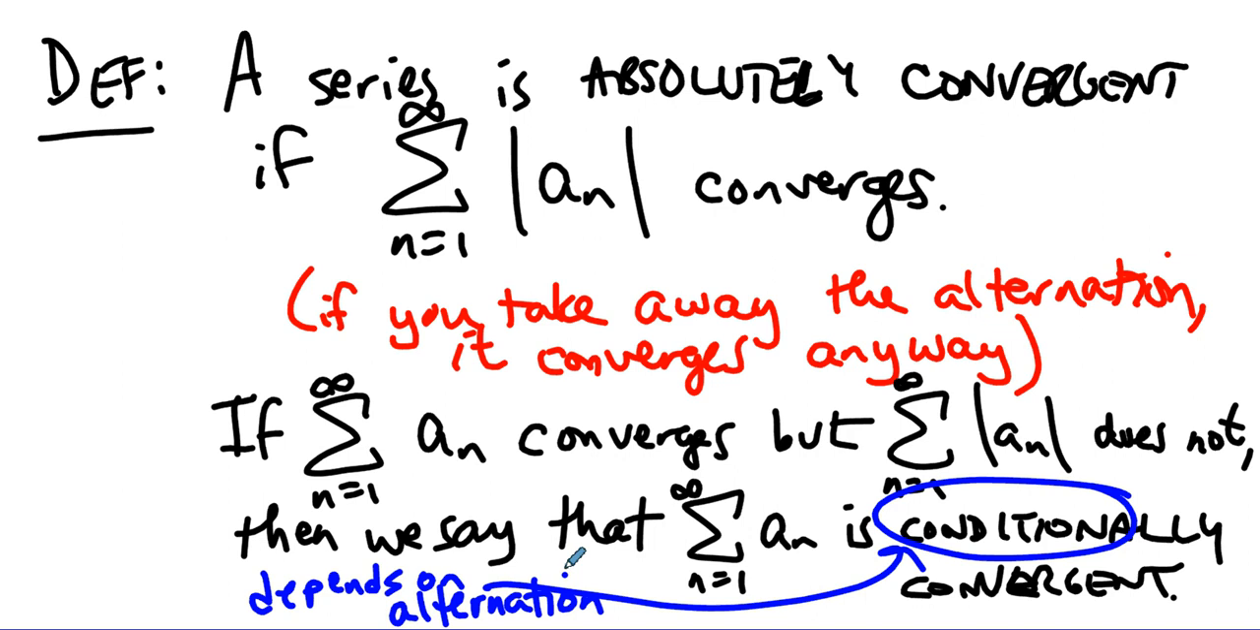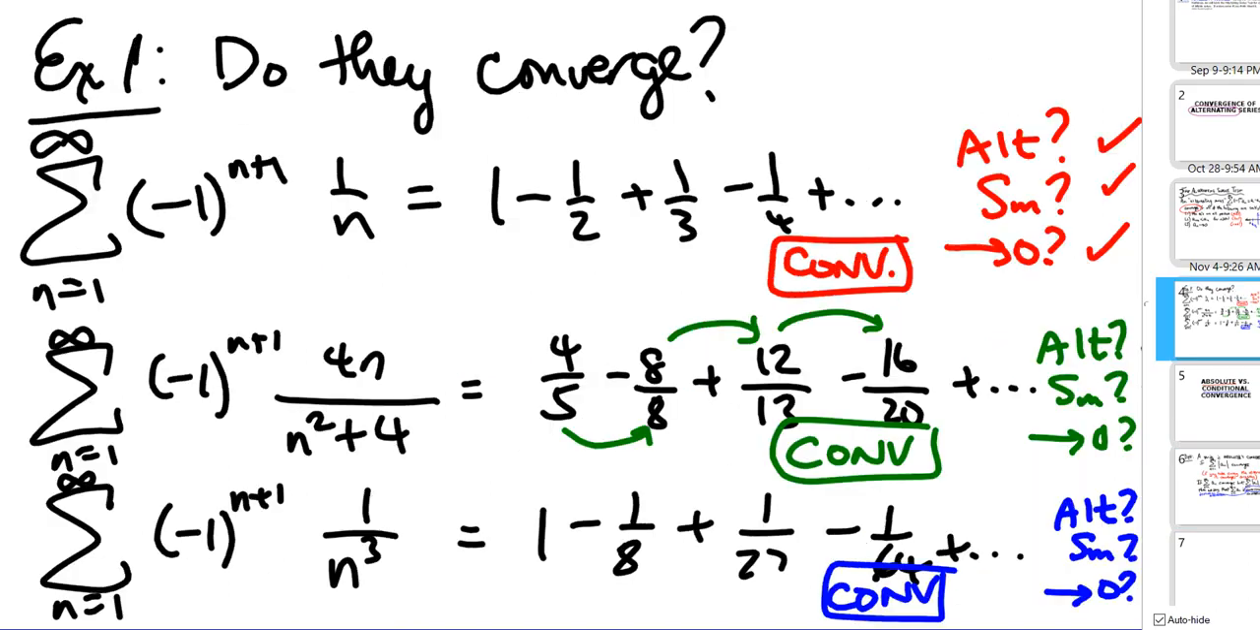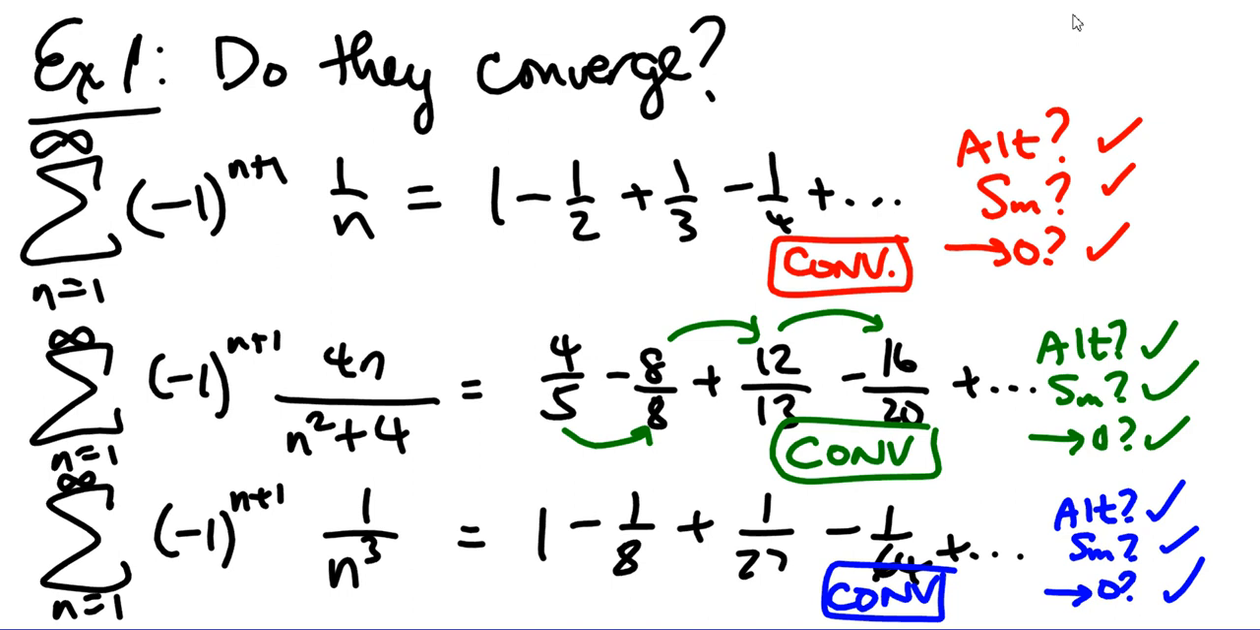So let's revisit the three questions from our previous video. All three of these series converge. Would they have converged anyway? So take a moment, think about, would this have converged anyway? Would this have converged anyway? Would this have converged anyway? Make decisions about whether or not these are absolutely convergent or conditionally convergent.